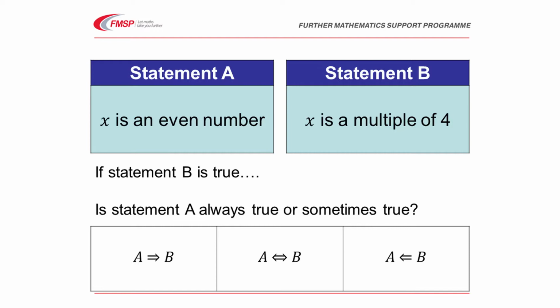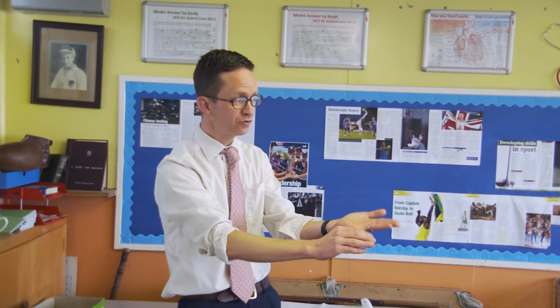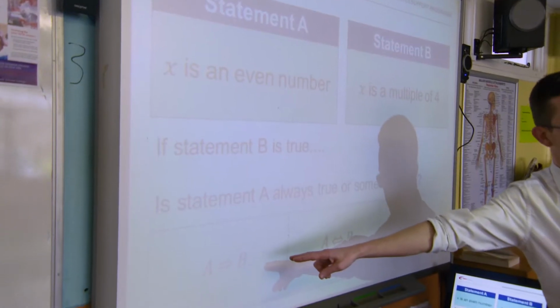If statement A is true, is statement B always true, sometimes true, or never true? Sometimes true. Sometimes? Right, guys, if it's sometimes true, I need you to give me an example when it is true and give me an example when it isn't true. Henry? 4. So if a number is true, A is an even number, definitely that's true, and it's a multiple of 4, so it definitely is sometimes true.